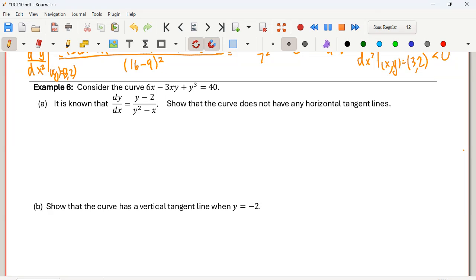So we've got our curve given to us. They actually give us our derivative, so we know what dy/dx is. We don't have to find it. Show that the curve does not have any horizontal tangent lines.